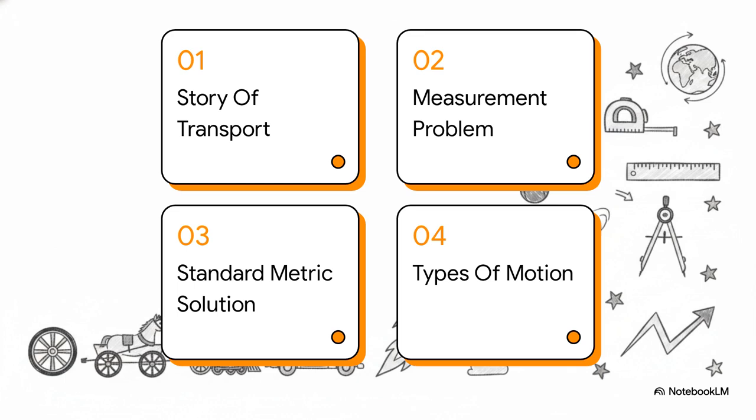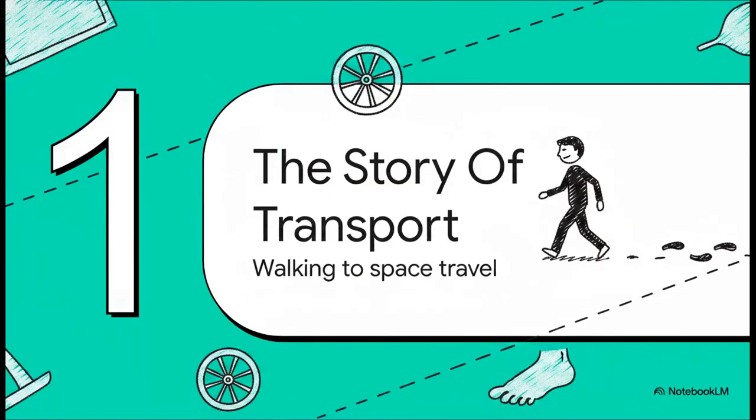So, here's our roadmap for today. We'll start with the story of transport, look at the measurement problem, explore the standard metric solution, and finally, wrap up by understanding types of motion. Let's get into it. First up, the story of transport, going all the way from walking to literal space travel.